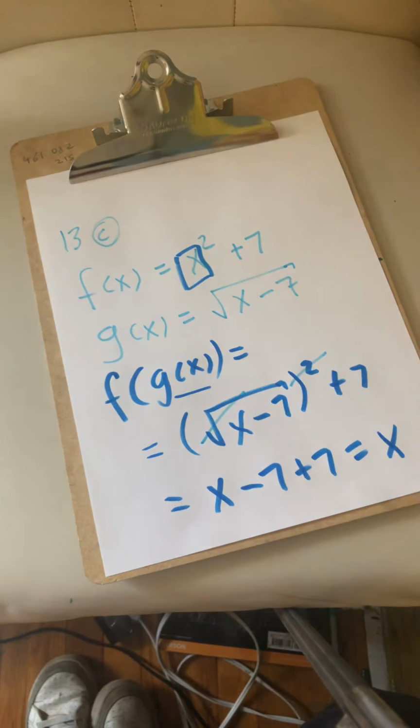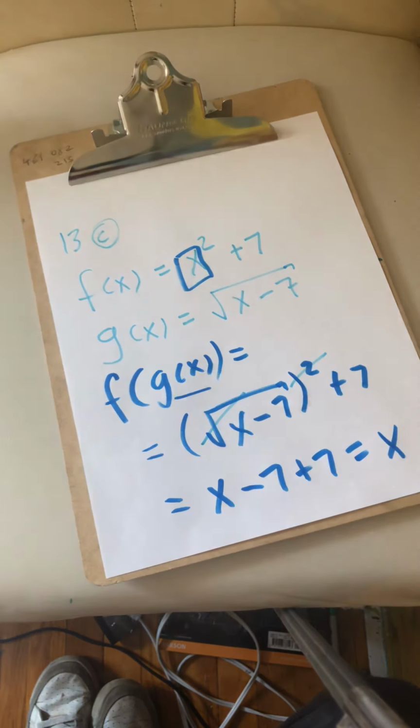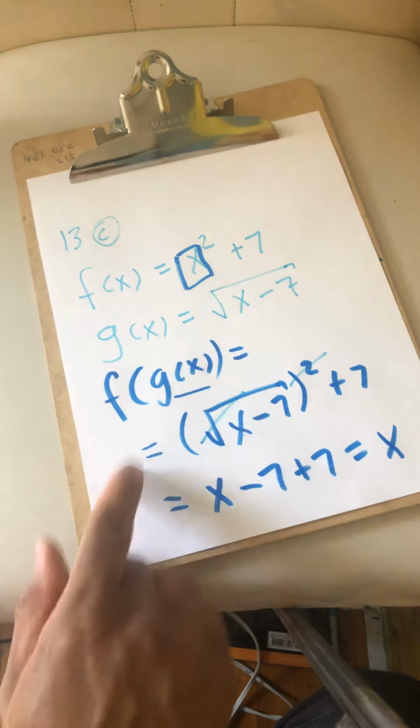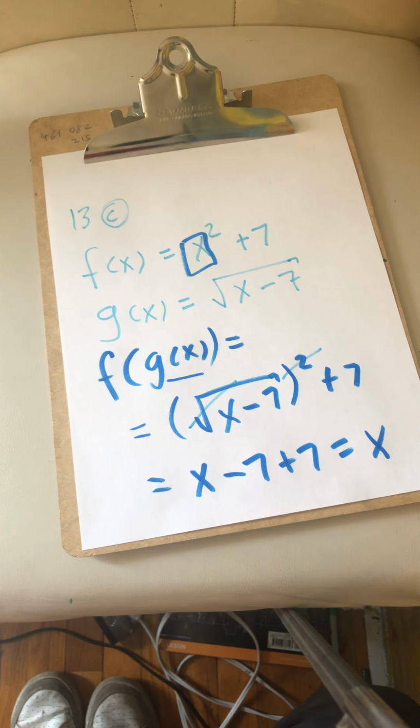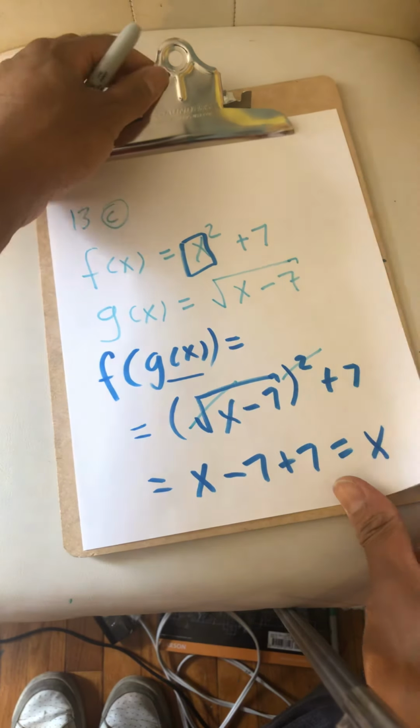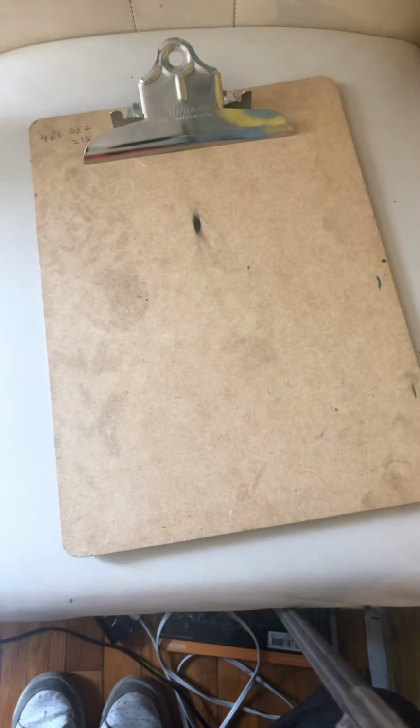So basically what you have now is you just showed in one direction that x minus 7 plus 7 is x. You're halfway to showing that f and g are inverses of each other. You have to go the other direction now, which is to show what happens when f becomes the input. So now f is the input, so now you have g of f of x.